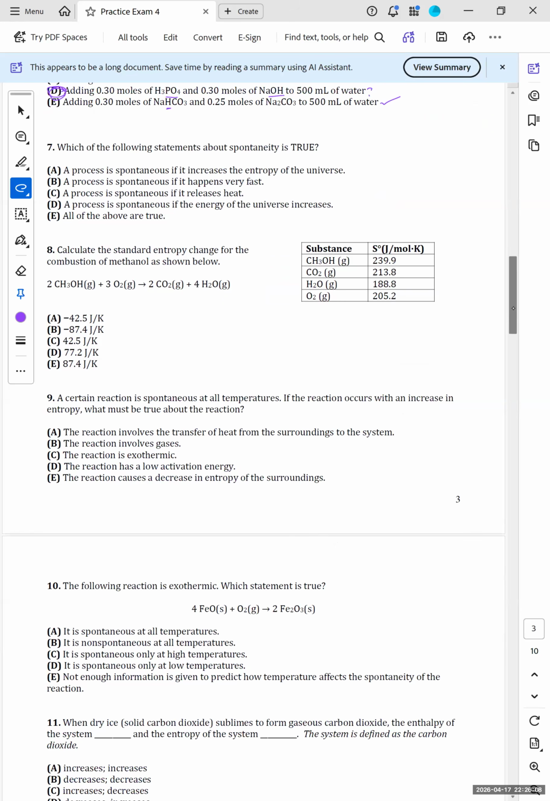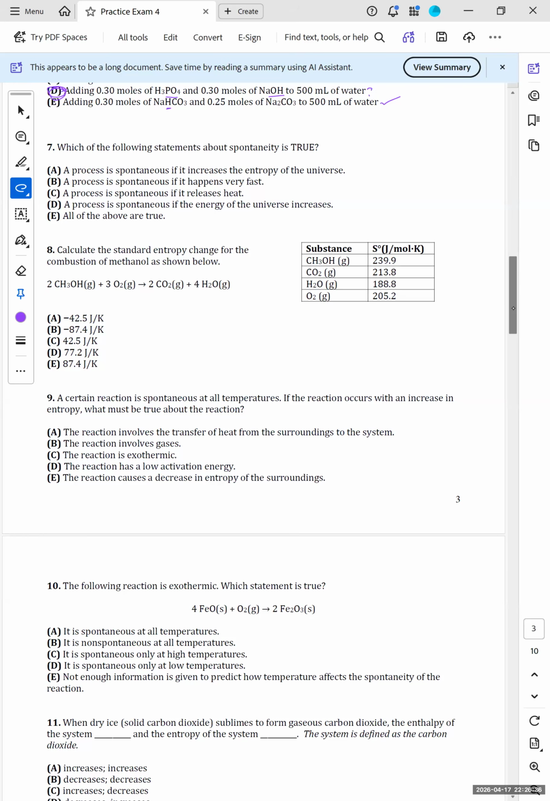Which of the following statements about spontaneity is true? All right, so this question is really asking what the real meaning of spontaneity is. A spontaneous process is one that increases the entropy of the universe. It does not have to be fast and it doesn't have to be exothermic every time. So that's something to look at here.